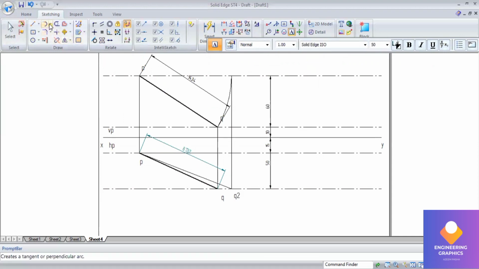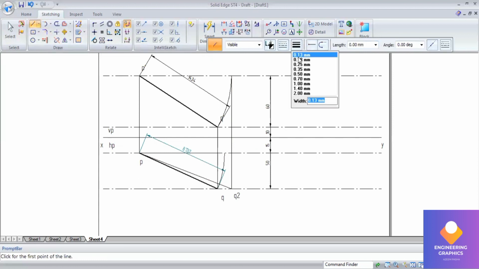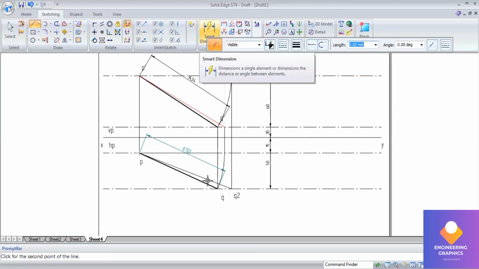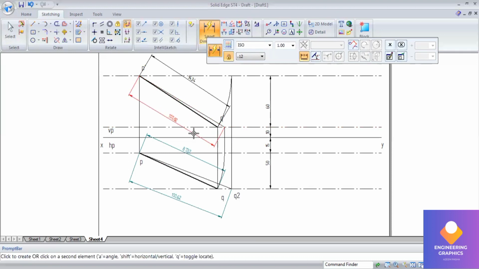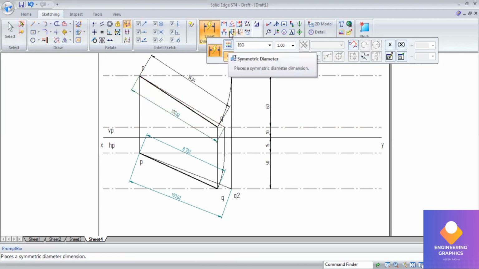Same way, I'll be rotating PQ, then project upward. Not till here, only the first locus line we have to project it. Yes, from there you can join. It is the true length, and you can see that both the true lengths are the same, so that indicates our problem is correct.